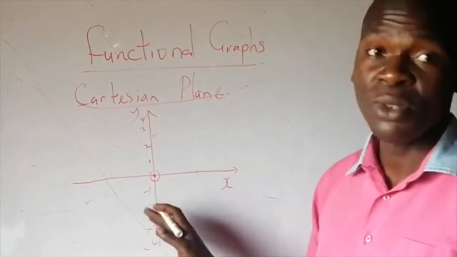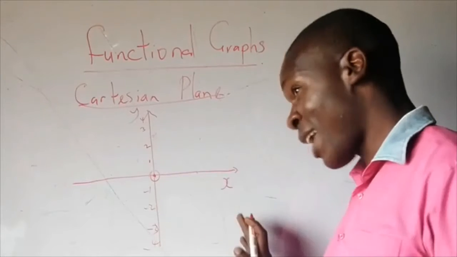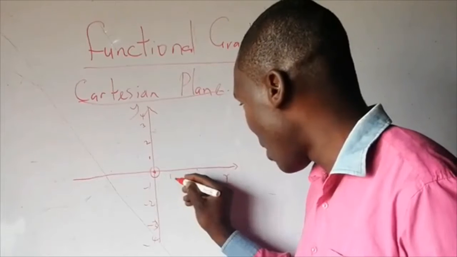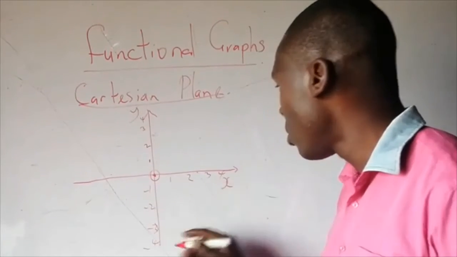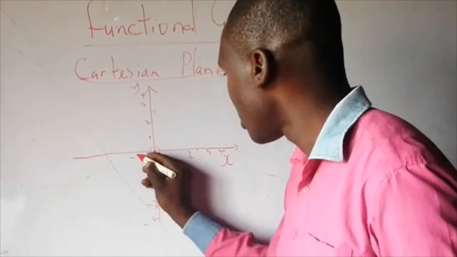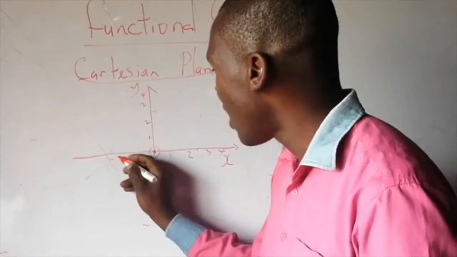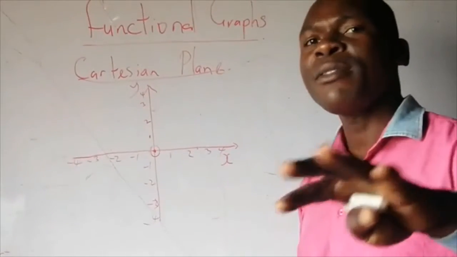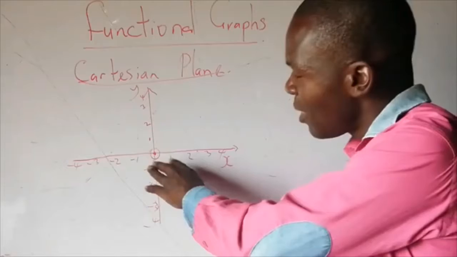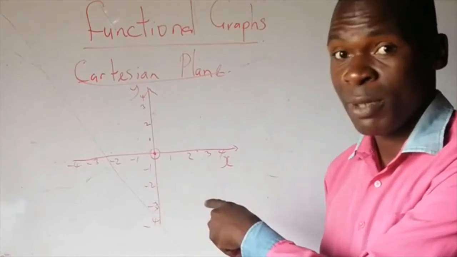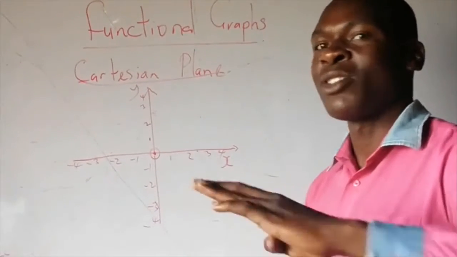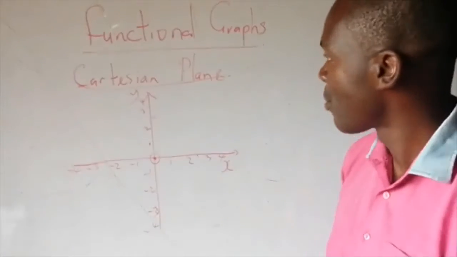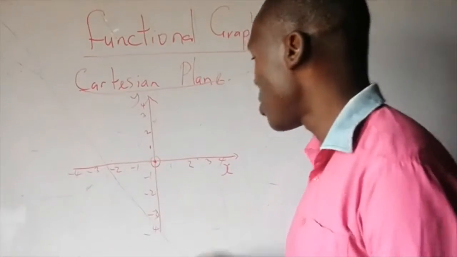The same applies to the x-axis. To my right, it represents the positive values of x. So from the origin, we say 1, 2, 3, 4. Then to my left is the negative side: -1, -2, -3, -4. All the graphs of functions, we draw them on a Cartesian plane. We represent the algebraic functions and all functional graphs on a Cartesian plane. I'm sure we are together.